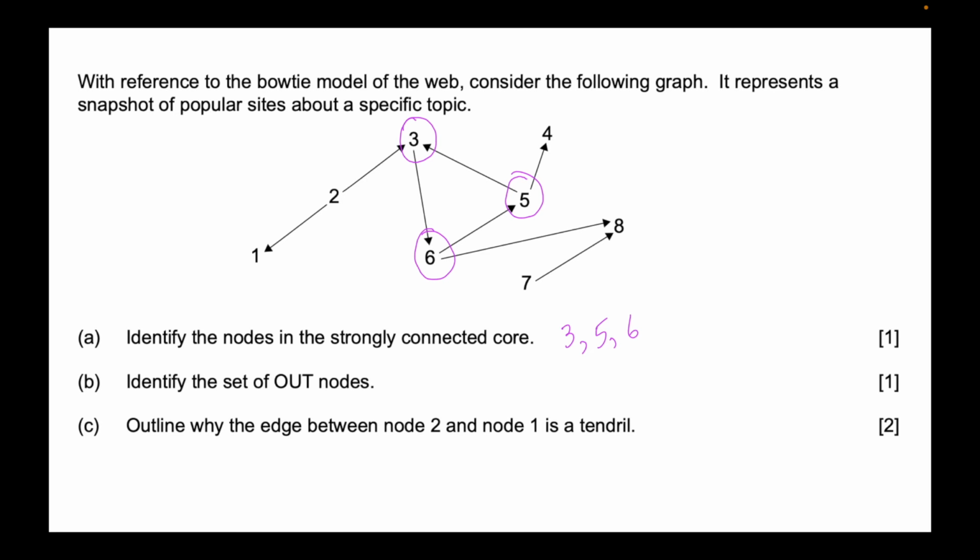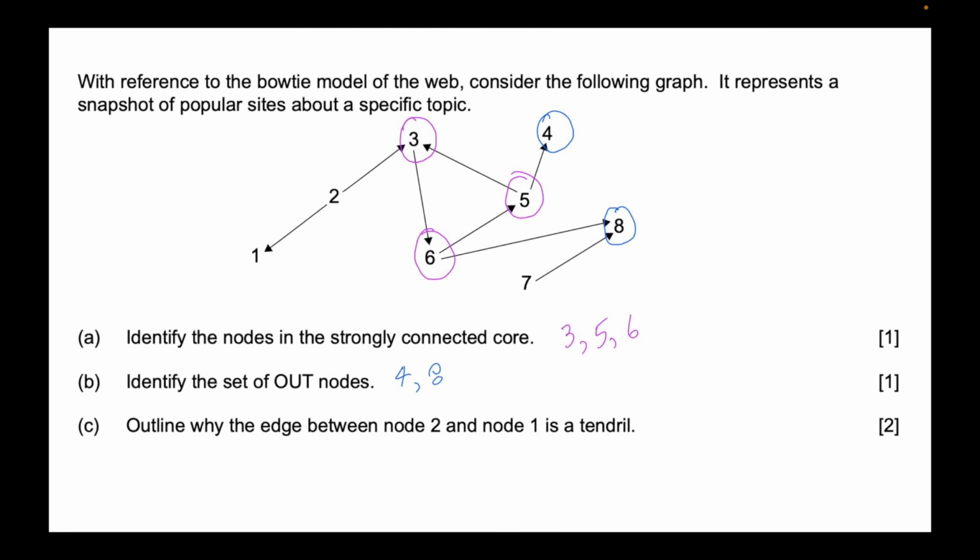The next question is: identify the set of out nodes. Remember, out nodes are those that have links from a node in the core, but don't link back to the core. They'll have some link from one of the core nodes to them, but not back. A good candidate would be 4. Let's use a different color right here. A good candidate would be 4, and another would be 8, because both of these are linked to from a core element, but don't link back. So write 4 and 8.